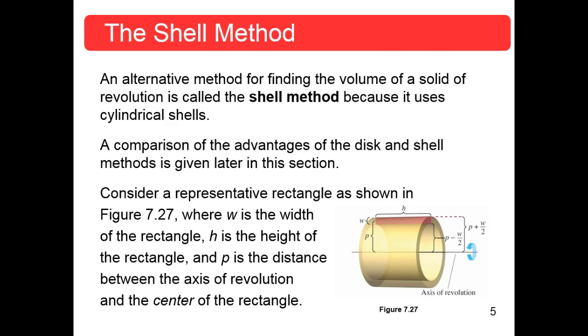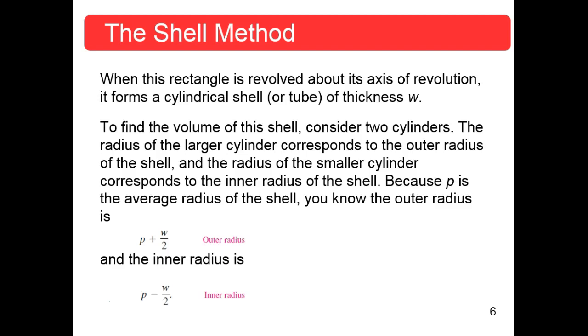And P is the distance between the axis of revolution and the center of the rectangle. We're going to revolve that around the axis of rotation, or revolution, I guess. When that rectangle is revolved about the axis of revolution, it forms a cylindrical shell, or a tube, of thickness W. That W stays all the way around.